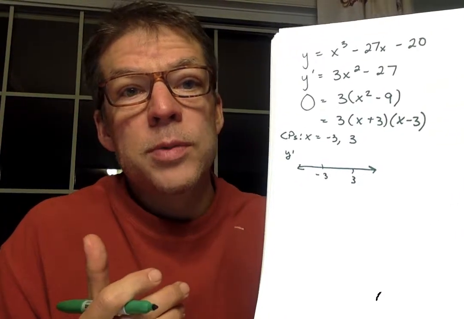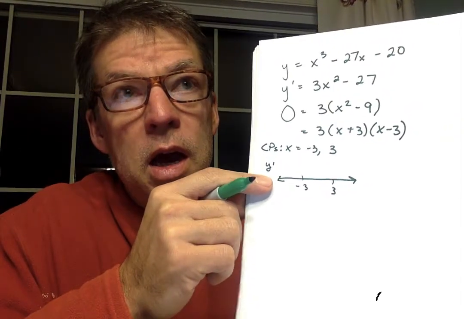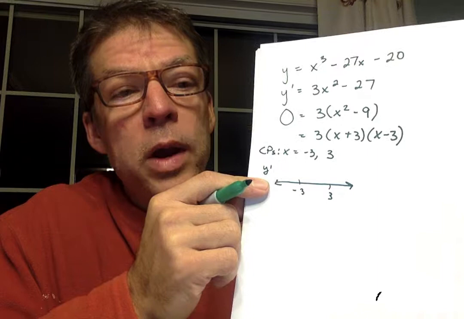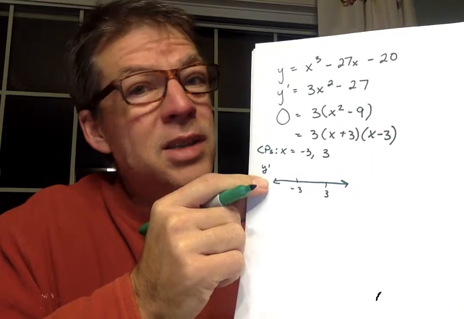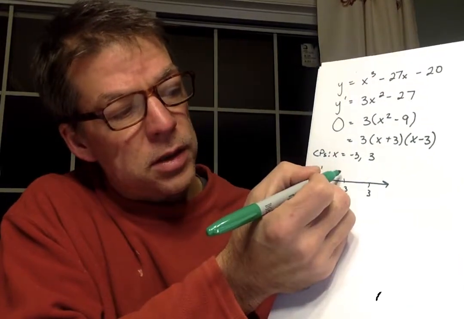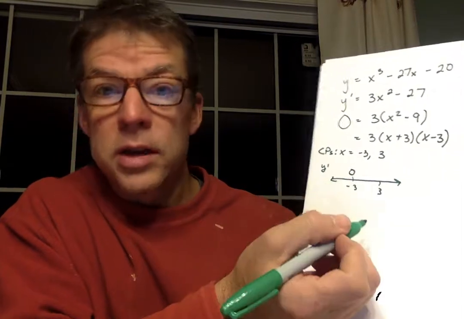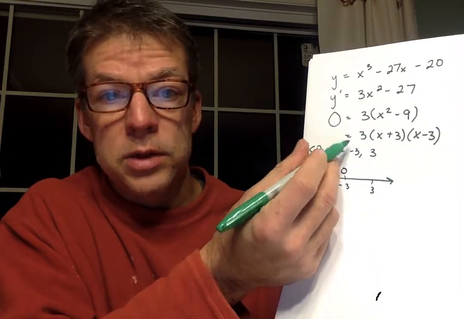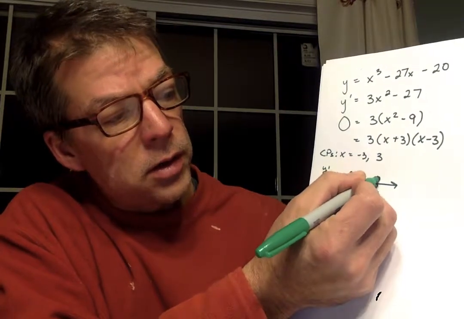Now, the reason this helps me organize my findings, this sign chart, is because I can now figure out where the function is increasing and decreasing. Because I know the derivative is 0 here and here, right? In fact, let me just put that in there. I'm going to put a 0 right here because y prime was 0 at negative 3, right? That's how we just figured that out. And then it's 0 right here, okay?